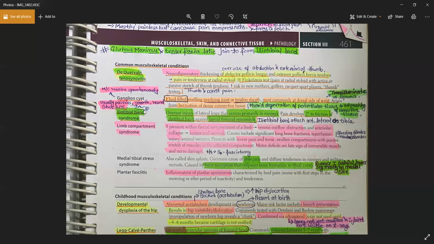And because of the herniation, like say, let me draw. Let's suppose this is my one bone. This is my second bone.